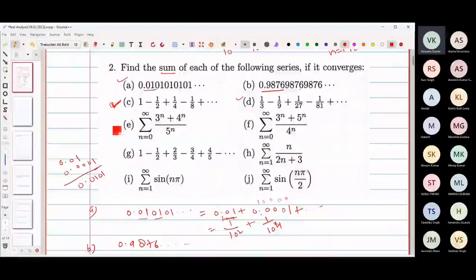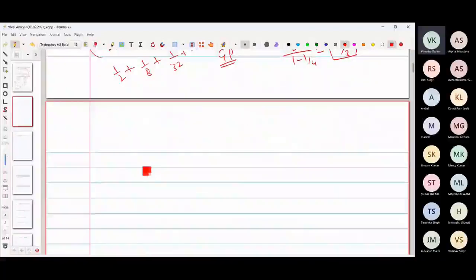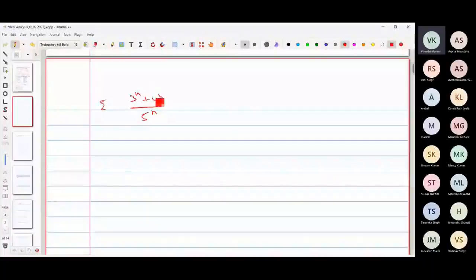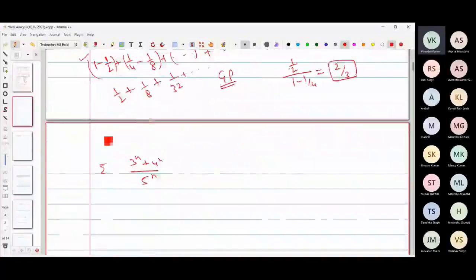Okay. Now let us come to this one. Sorry, the series given is 3 to the power n plus 4 to the power n divided by 5 to the power n, and the sum is starting from 0. We need to take care of this when it comes to finding the sum. Of course, the nature will not change if some finite number of terms is removed or added, but the sum will change.